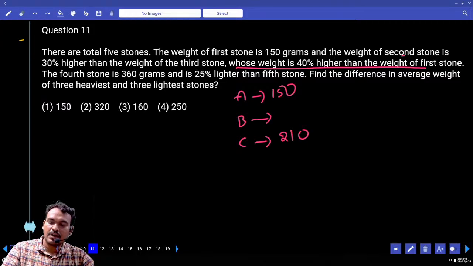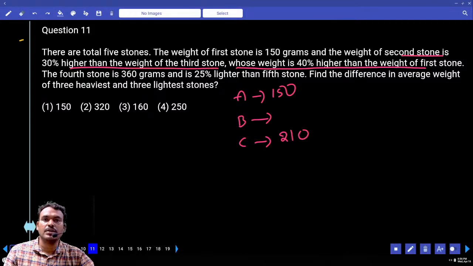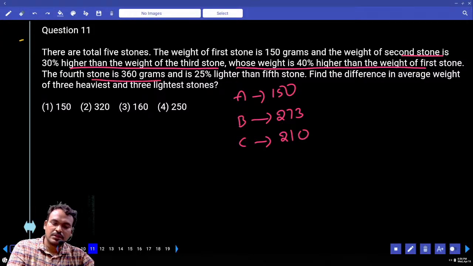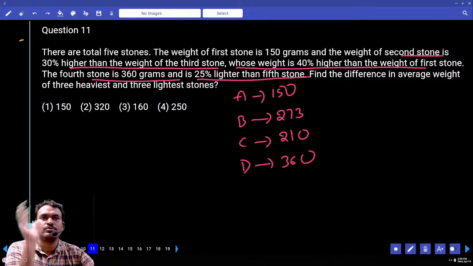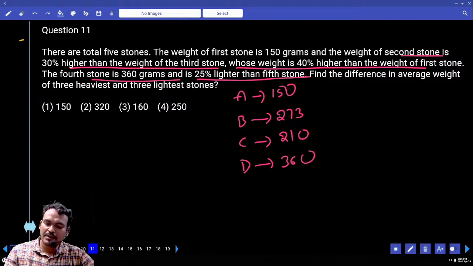The second one compared to the third one is how much percent more? 30% more. What is 30% of 210? 63. 210 plus 63 is 273. Next, the fourth stone is 360 grams. It is 25% lighter than the fifth stone. So the fifth stone is 100%, the fourth stone is 75%. The ratio is 3:4. 3 parts are 360, so 4 parts are 480.